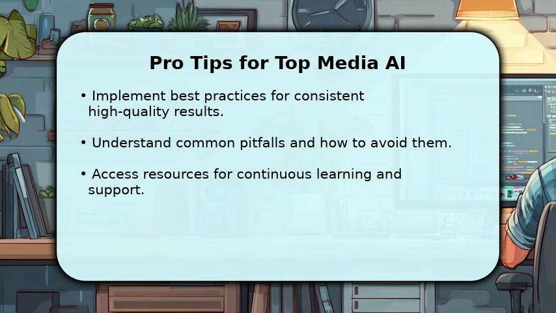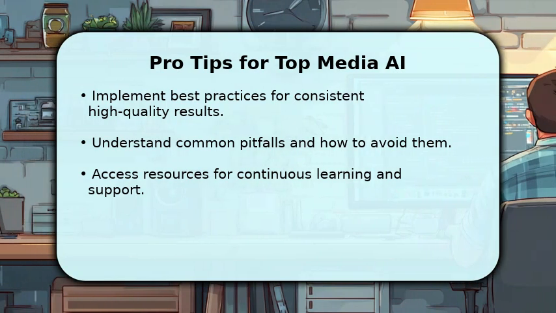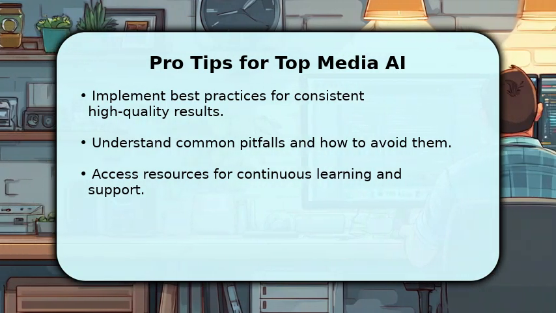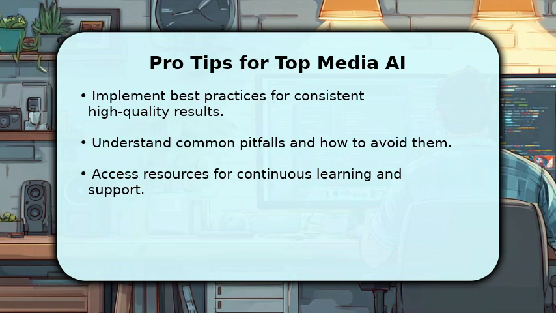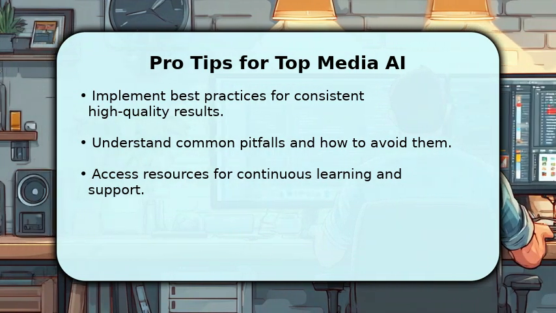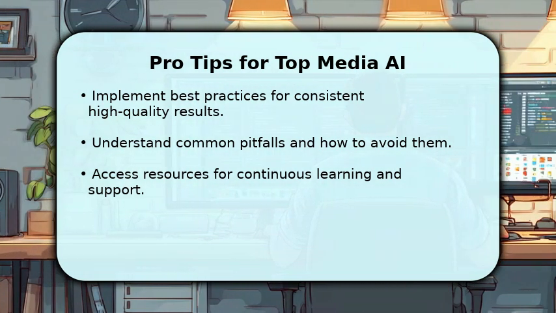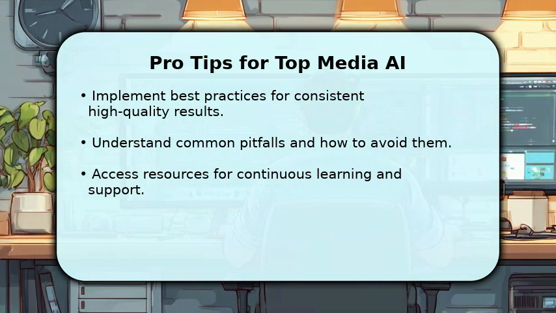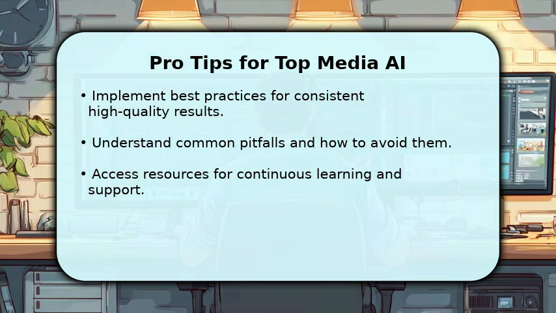For consistent, high-quality results, always provide clear and concise prompts to the AI. Avoid overly vague instructions, which can lead to less relevant outputs. Regularly review and refine the generated content to ensure it aligns perfectly with your objectives.